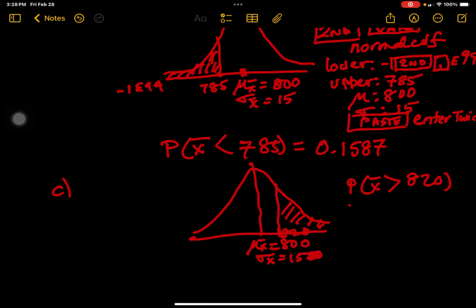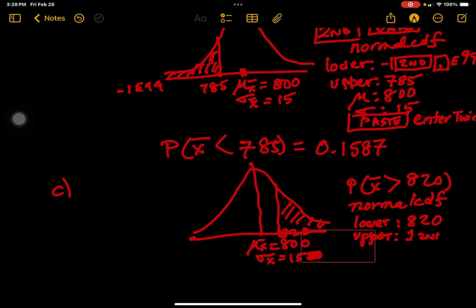So again, we will go second, vars, to normal CDF. Now remember, the calculation in the calculator starts from the lower boundary. So in this case, the lower is 820, which is the start of the calculation. Upper is a very large number on the right. It's infinity. So again, we type 1, then second button, then comma button. This is important. Where is the comma button? On top of the 7. This is the comma button. That will give you the capital E, and then we of course do 99.